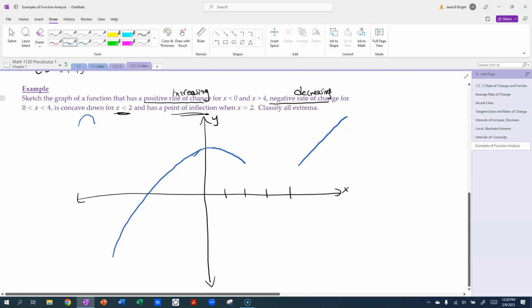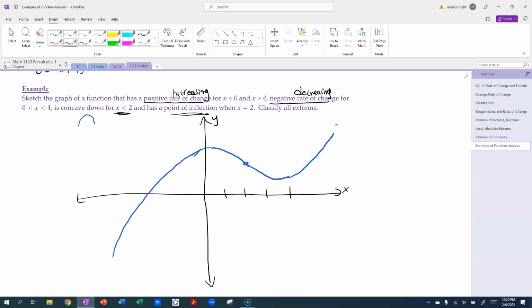And then it says it has a point of inflection, so it has to change concavity. But in here it's still decreasing, and then it has to be concave up thereafter. That doesn't look too bad. So that's my sketch of the function. Again, I'm increasing up until 0, decreasing between 0 and 4, increasing thereafter. I have concave down, but less than when x is less than 2. Point of inflection, meaning it changes to concave up at x equal to 2.